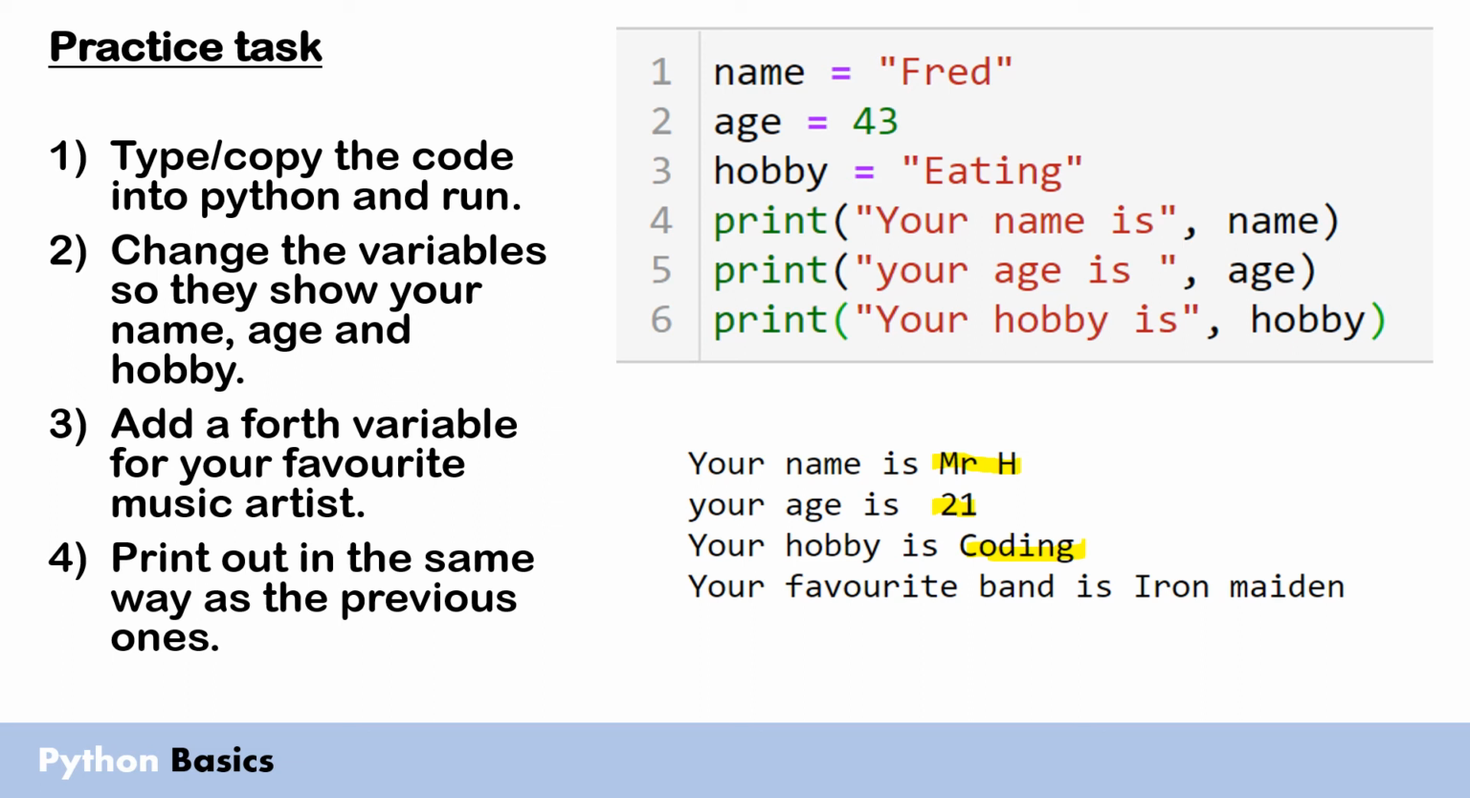Add a fourth variable which will show your favourite artist. It should follow the same pattern as you can see on the screen. The output should be similar to what I have on the screen down here. So here, that I've just kind of circled, is what your output should look like. But obviously it will say your favourite band instead of mine.